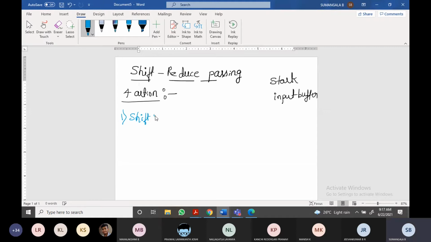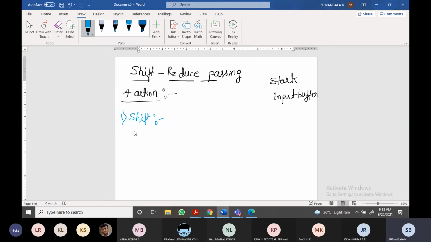Can anyone guess what shift is? You have a stack here. What is the push operation? What will the push operation do with respect to the stack? It adds an element into the stack, or pushes an element into the stack.